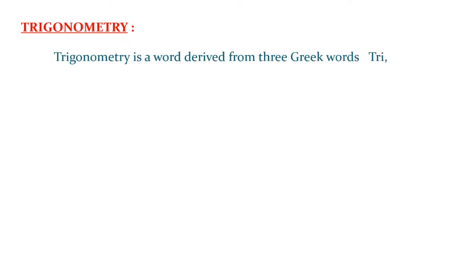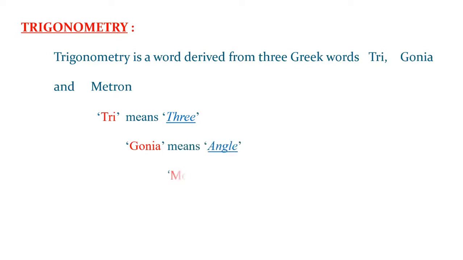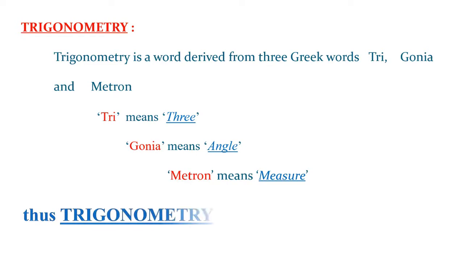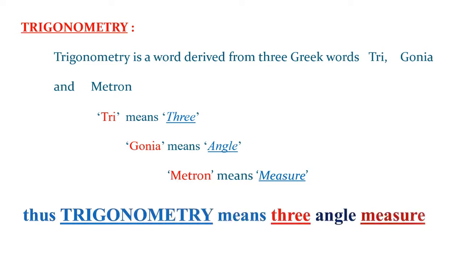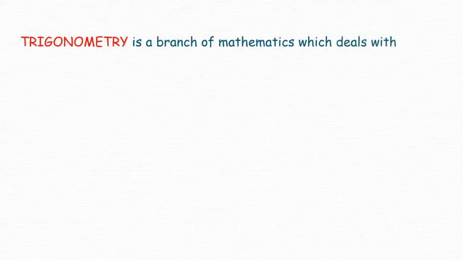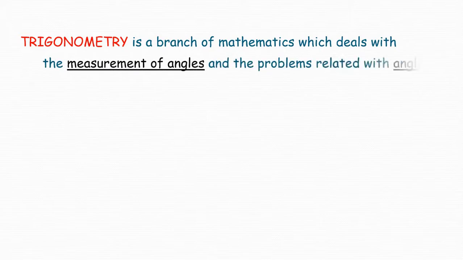Trigonometry is a word derived from three Greek words: tri, gonia, and metron. Tri means three, gonia means angle, metron means measure. Thus, trigonometry means three-angle measure. Trigonometry is a branch of mathematics which deals with the measurement of angles and the problems related with angles.